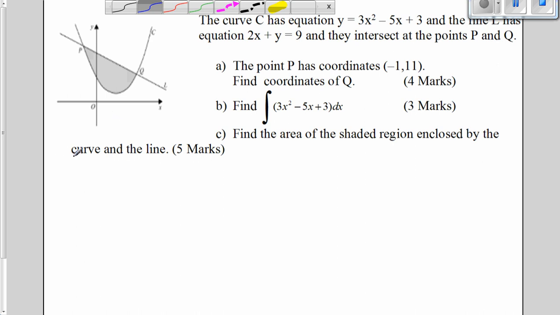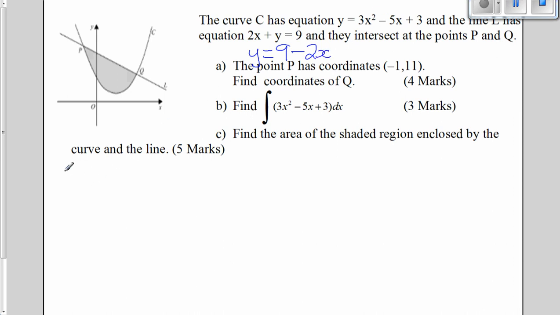Question 7, the exam question at the end, really should be done. And we've got this line here, 2x plus y equals 9. Let's just rearrange that while we're here. That's 9 take away 2x's. And it's meeting this curve, and this one here.